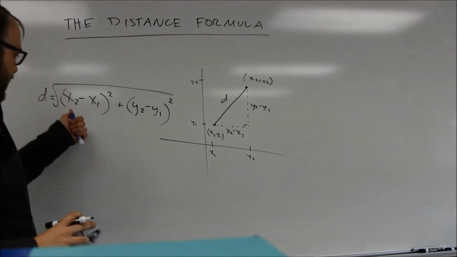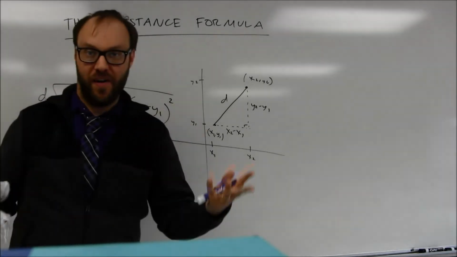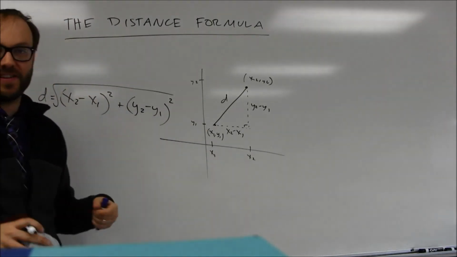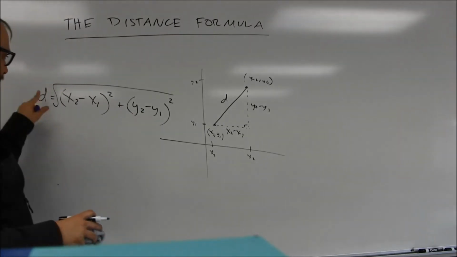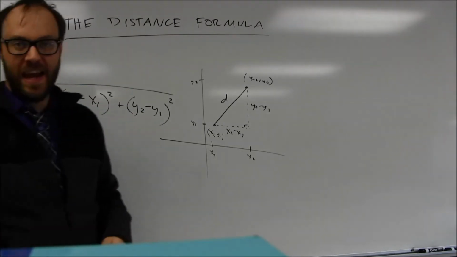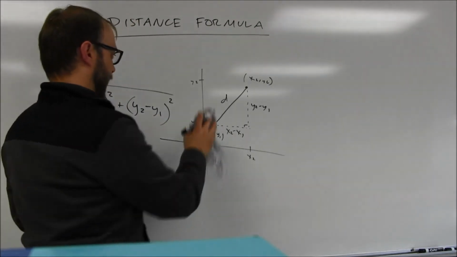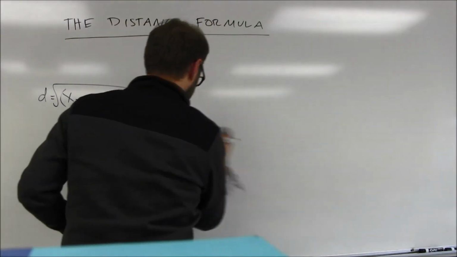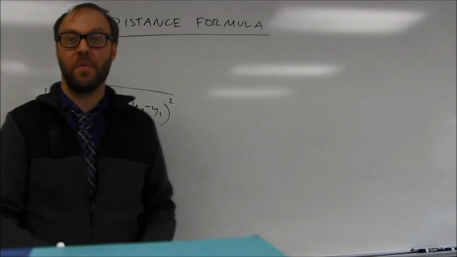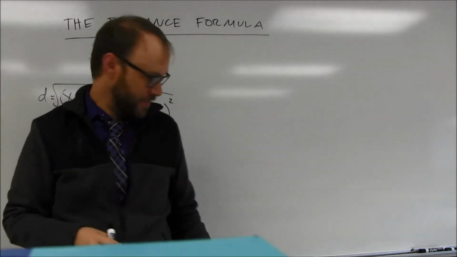Distance formula just says subtract your two x coordinates, square it. Subtract your two y coordinates, square it. Take the square root of the whole thing. And the distance formula can be very, very simple to work with. So you don't really have to show that triangle every single time, although if you forget the distance formula, you definitely could.